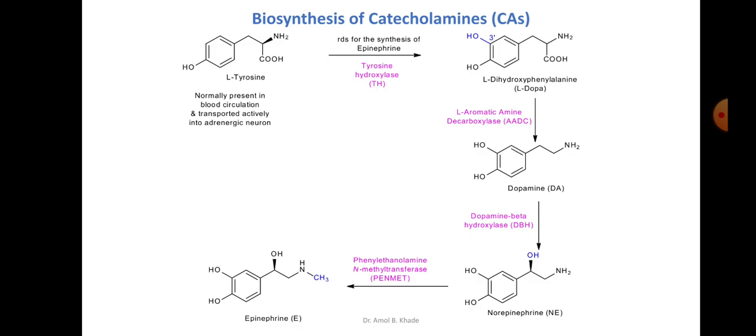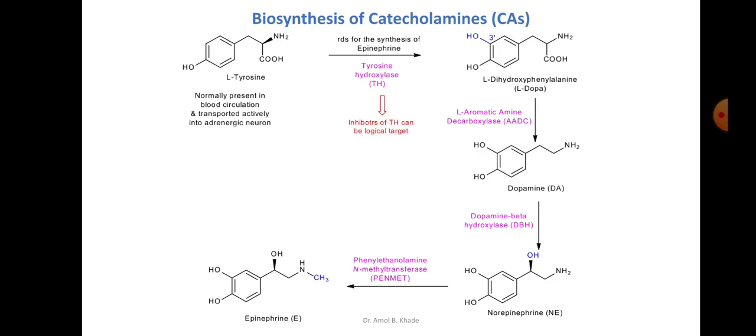Then norepinephrine will react with phenylethanolamine N-methyltransferase, which is abbreviated as PNMT, and then this PNMT will actually transfer the methyl group to this particular amino group. So you can see this nitrogen now gets substituted with the methyl group. So the N-methyl is transferred here and norepinephrine is converted to epinephrine. So this is the biosynthesis of catecholamines. It starts with L-tyrosine, then it forms L-DOPA, then it forms dopamine, then norepinephrine and epinephrine.